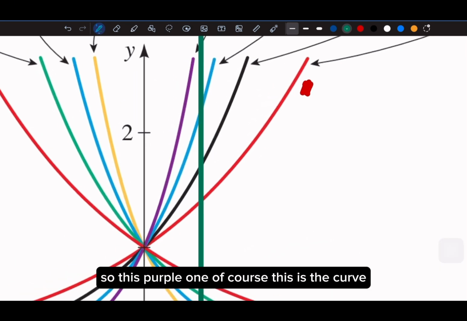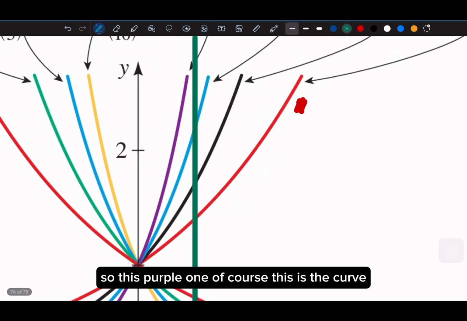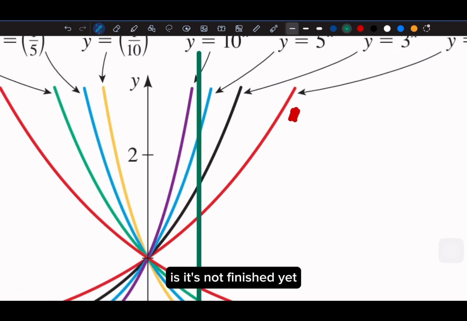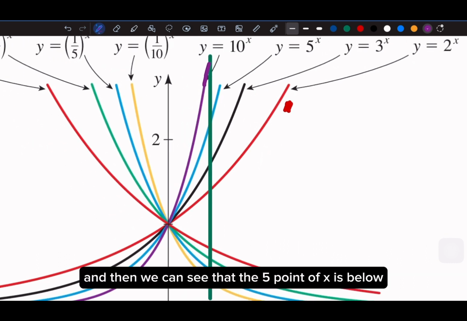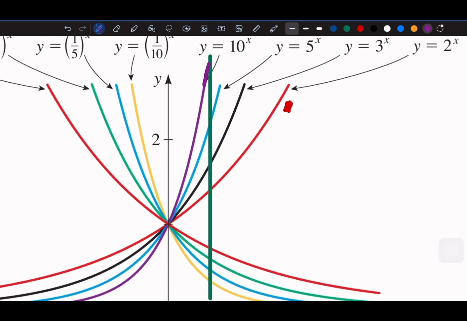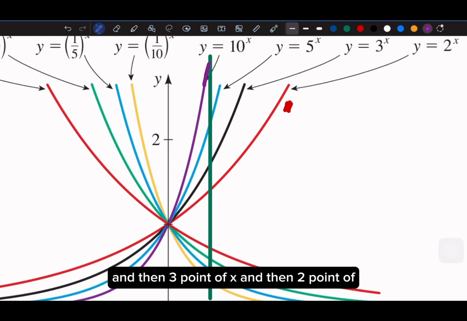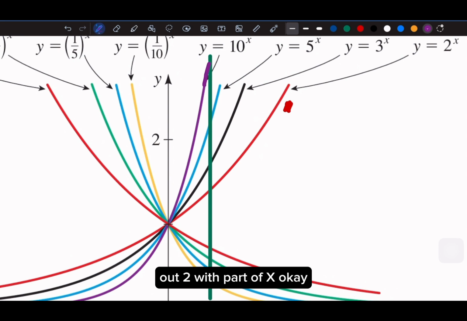So this purple one, of course, the curve is not finished yet. You can see that it's actually getting larger, like that, right? And then we can see that the 5 power of x is below, and then 3 power of x, and then 2 power of x, okay?